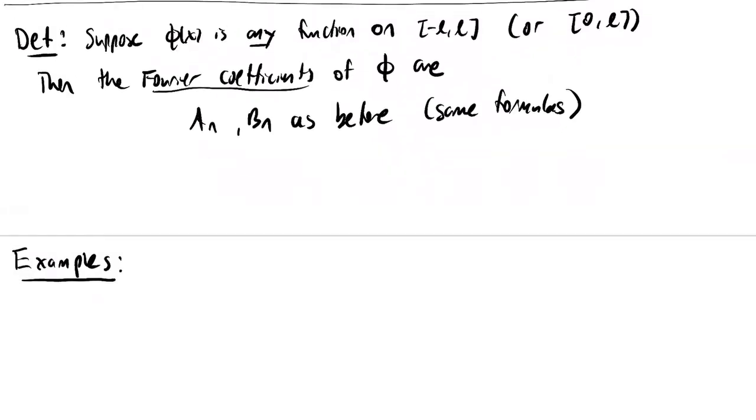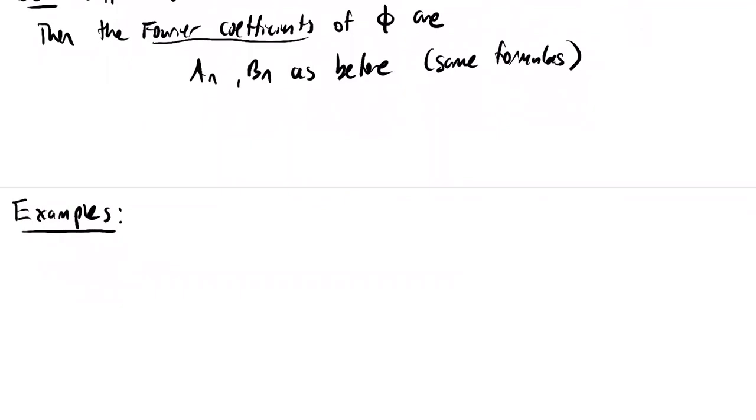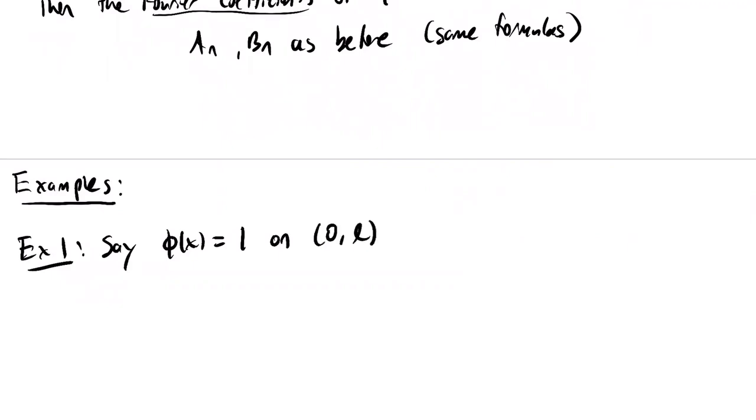Okay, well, with that definition in hand, let's turn to some examples. So I'll do one example to finish the lecture today, and then we'll do a few more at the beginning of the next lecture. So let's suppose for the first example, say my function phi of x is equal to 1 on the open interval between 0 and L. And we want to find the Fourier coefficients an and bn.